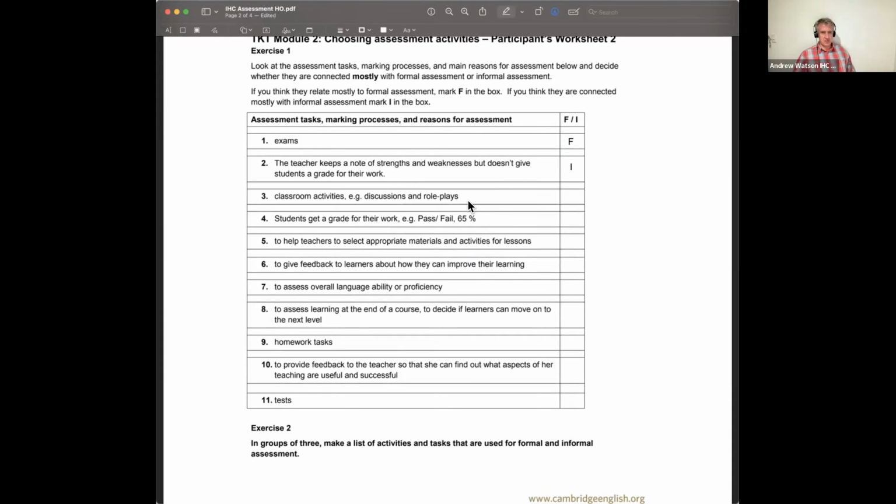Classroom activities such as discussions and role plays. I'm not sure. Probably formal. What do you think, Christian and Anna Maria? Yes, it's informal. It sounds informal, yeah.